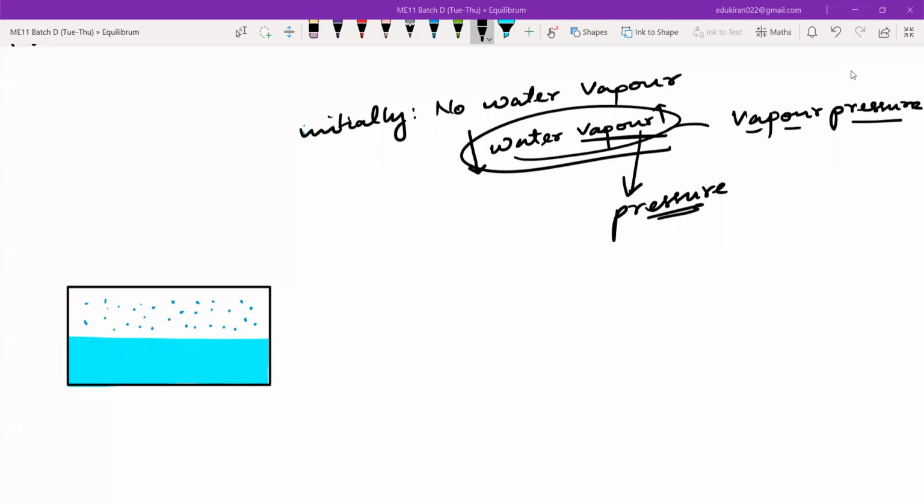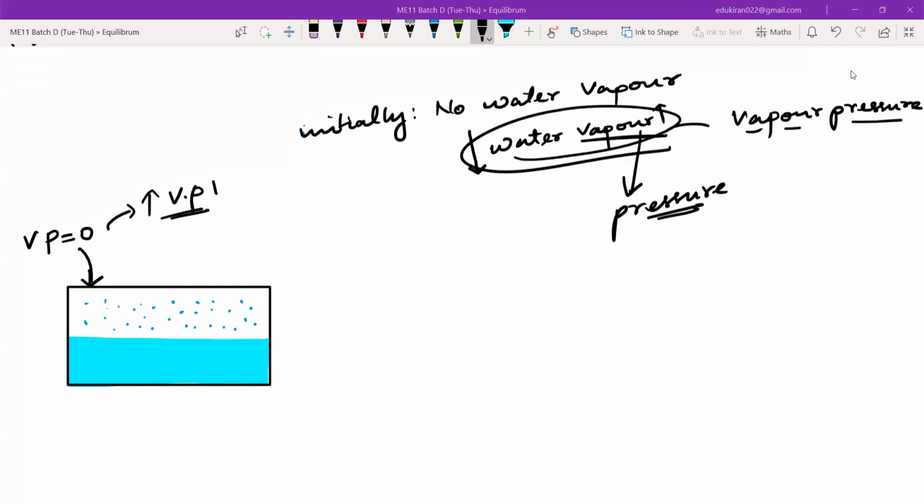Now we cannot see when the water vapor is forming, but what I can do is keep a manometer here. I can keep a device which will measure the pressure, and initially we will see the vapor pressure is equal to zero when we just added the water, and slowly we will see an increase in vapor pressure. As the water is evaporating, the water vapor is going to increase, and if there is an increase in the number of moles of water vapor, then there will be an increase in the vapor pressure. Any problem till here? No, sir.